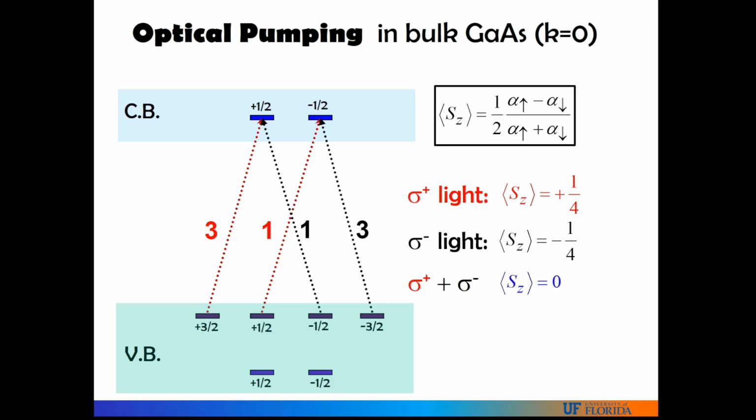And if you use unpolarized light, you'll drive the conduction electron spin to 0. Of course, this ignores electron spin relaxation effects. And you won't be able to do optical pumping if the electron spin T1 is significantly shorter than the lifetime, because there will be time for thermal equilibration of electron spin in the conduction band.